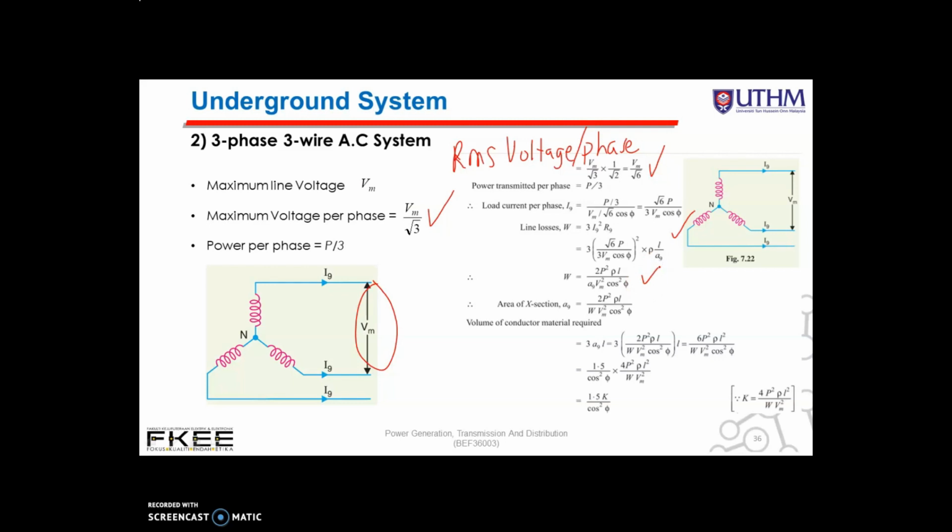Then you calculate for the area of section, this one. Okay, then you can get the volume of conductor material required, which is around 1.5 K over cos squared phi.